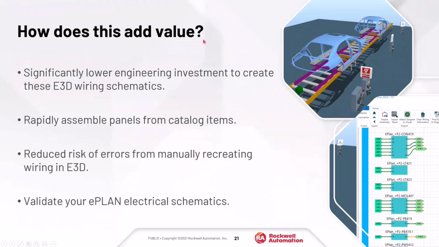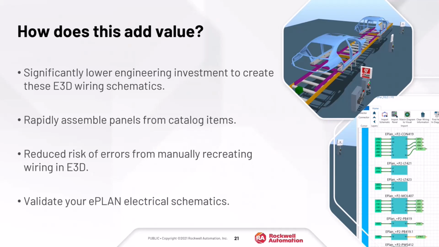So what is this? How does this add value? So first of all, it significantly lowers the engineering investment to create these wiring schematics. So as I mentioned, instead of anywhere from 2 to 6 days, depending on how big the control panels are, well, you could do this now in pretty much 15 minutes, depending on how much data is coming out of EPLAN.